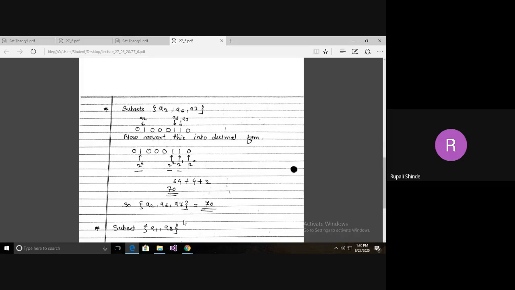Have you got how to find out the value for a given subset? Yes, ma'am. Good. Now next one, for this same set you have to find out the value for this given subset, and that subset contains two elements A1 and A8. So take 2 minutes and find out what the value is for this given subset.